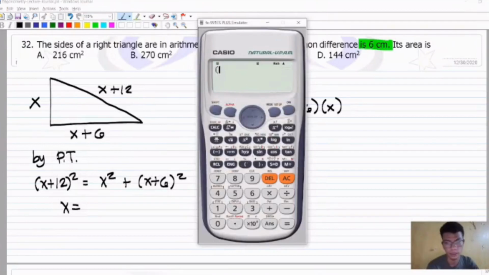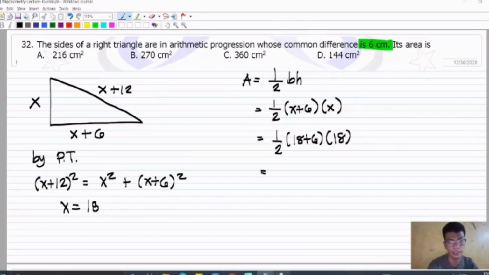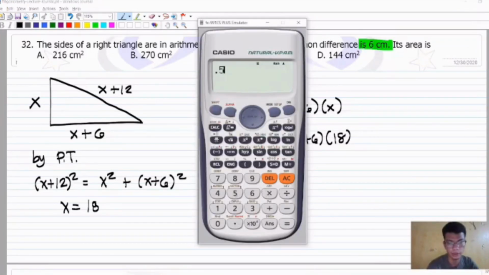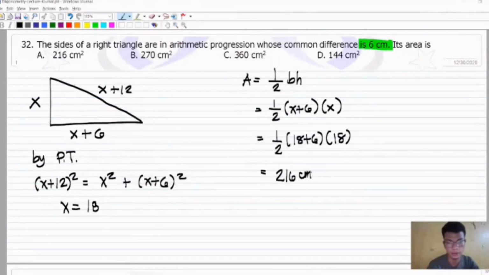Alpha x plus 12 square equals x square plus alpha x plus 6 square. The value of x is 18. Therefore, the area is 1/2 times 18 plus 6 times 18, and this is the area. 0.5 times 18 plus 6 is 24 times 18. The answer is 216 square centimeters. Letter A.